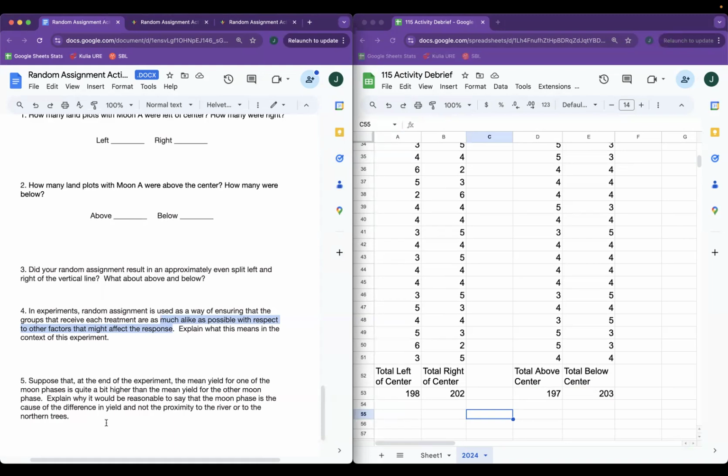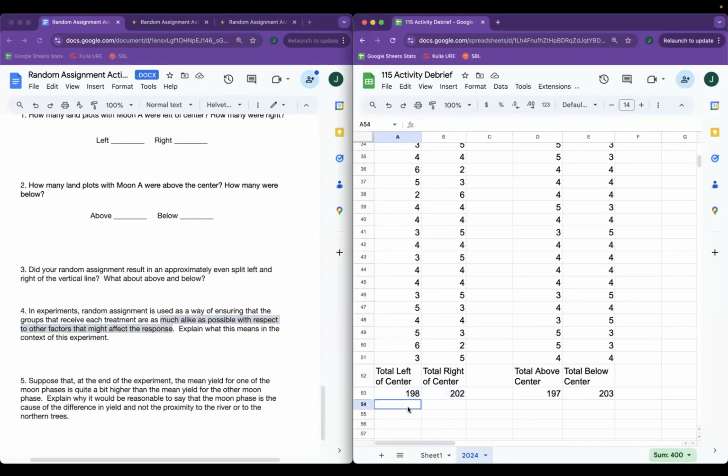And so the answer to that is it would be reasonable because we have a pretty even split for the number of land plots that receive the moon phase A to the left of center, which would be closer to the river, and above center, which would be closer to the northern trees, right? We basically have an even split, so that's not really a factor because both groups are treated pretty fairly as it pertains to the location of the river or the northern trees.